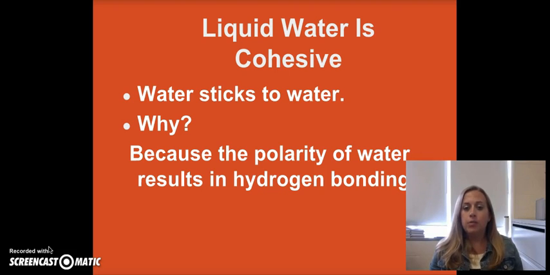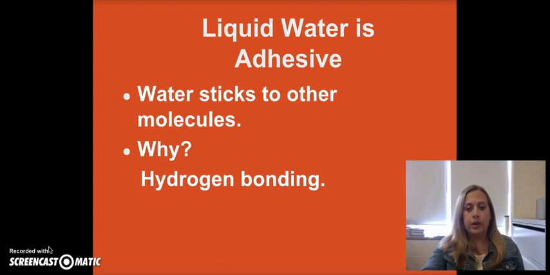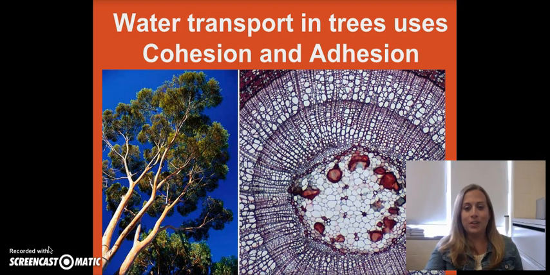First, liquid water is cohesive, and what that means is that water sticks to water, and it does so because the polarity of water results in hydrogen bonding. Water is a polar molecule, which means that you'll get one side of water that's slightly positive and one side that's slightly negative, and those two water molecules will be attracted to each other, and we call that hydrogen bonding. What's also interesting though is that liquid water is adhesive, which means that water sticks to other molecules, and again, that's because of hydrogen bonding.